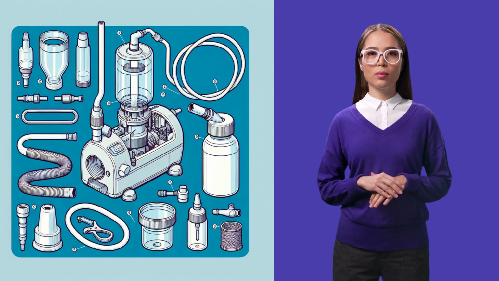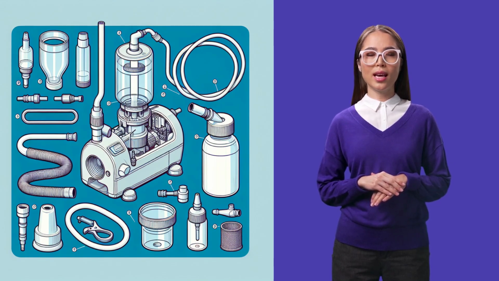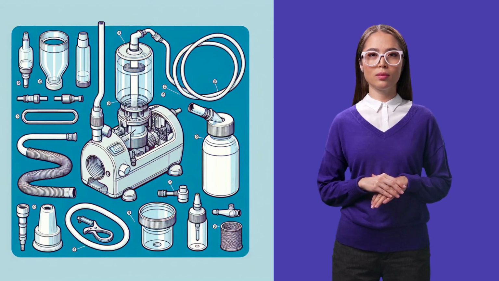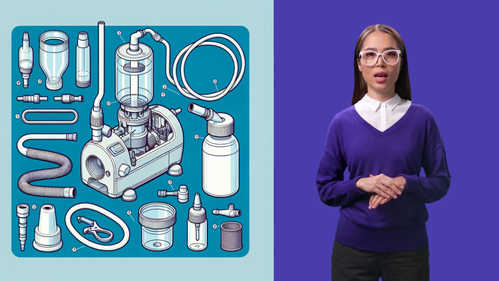Let's go over the main parts of a nebulizer. Compressor unit generates the airflow to create the mist. Medication cup holds the liquid medication. Tubing connects the compressor to the medication cup. Mask or mouthpiece allows the patient to inhale the mist.